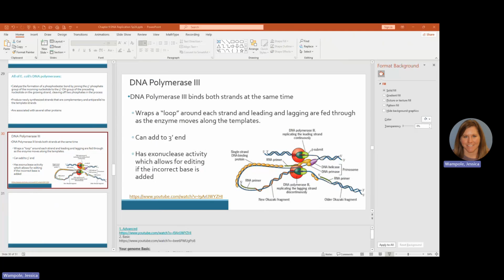So then, what color do we want DNA polymerase to be? Oh, you already have purple. Red, okay.